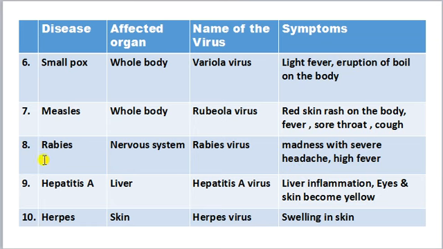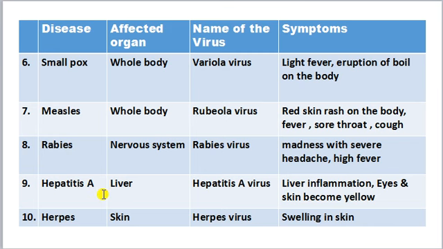So we have to remember here that rabies is caused by the rabies virus, and it is spread via the infected animal. If they bite a human being, then it spreads, as the virus is present in the saliva of the animal. So it basically affects the nervous system of human beings.